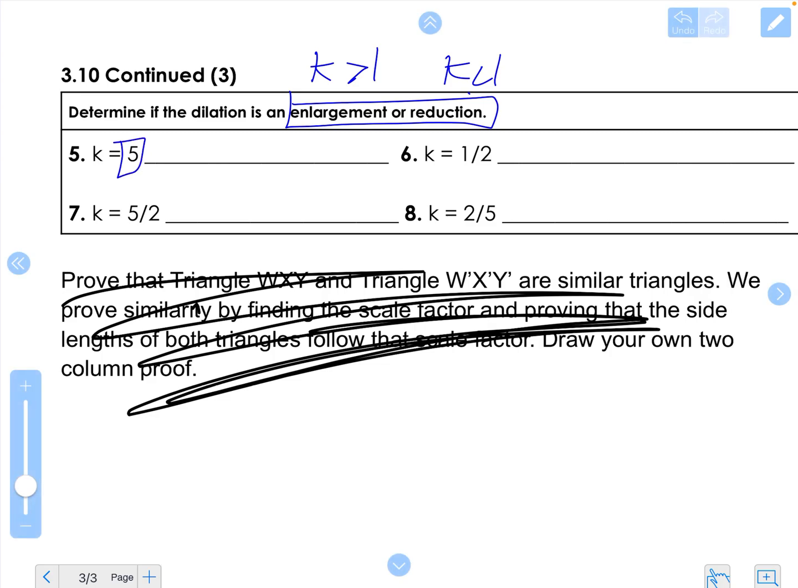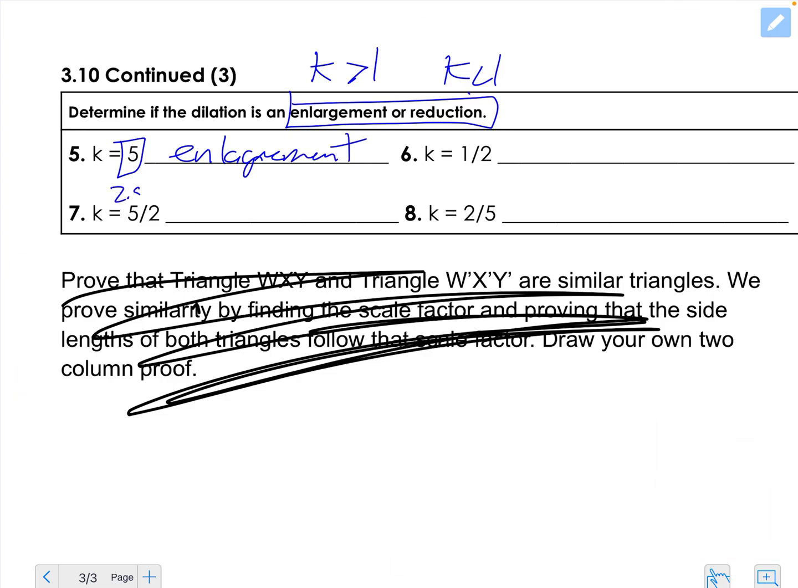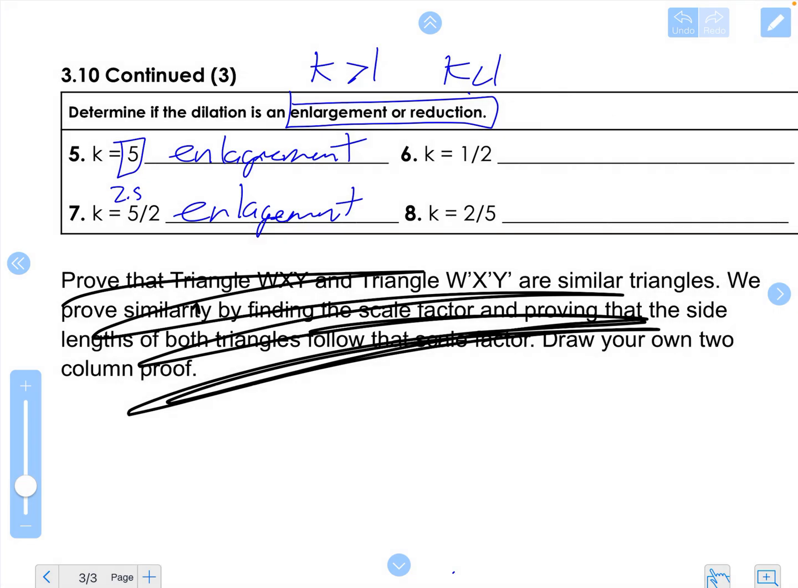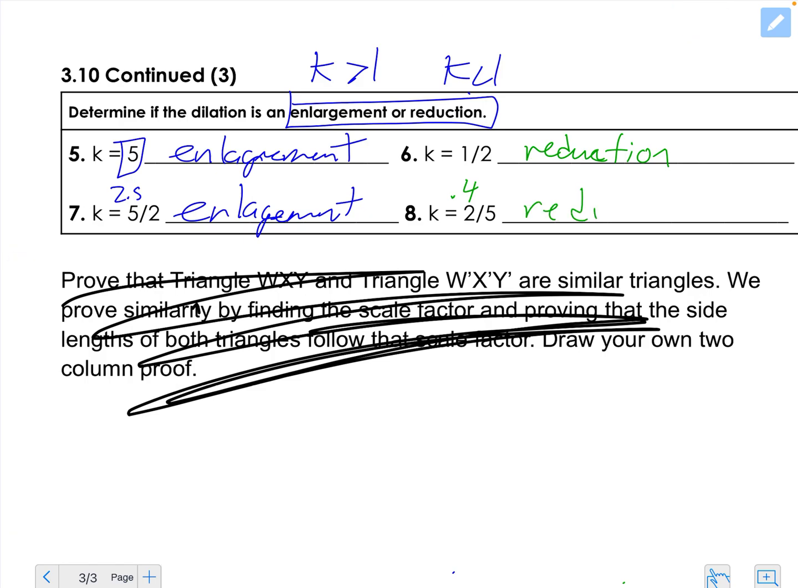So 5 is definitely greater than 1, so that's an enlargement. 5 over 2 is 2.5, so that would still be an enlargement. 1/2 I know is definitely less than 1, so that's going to be a reduction. And then 2 over 5ths is like 0.4, so it's still less than 1, so it's going to be a reduction. And so that is the introduction to dilations.